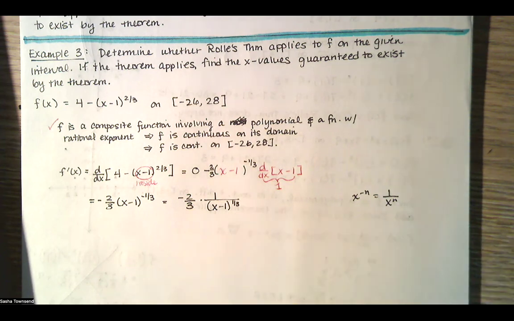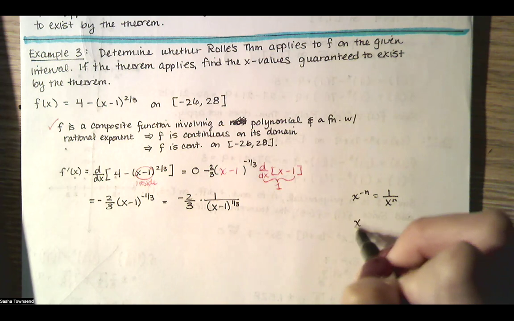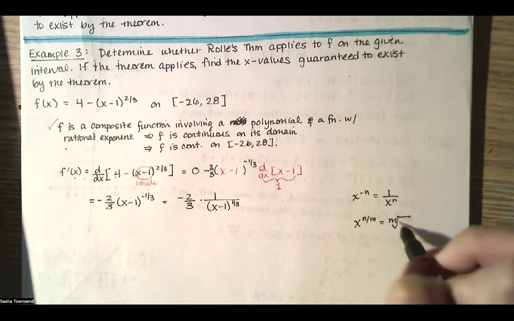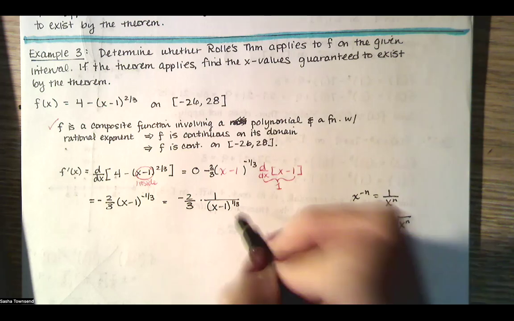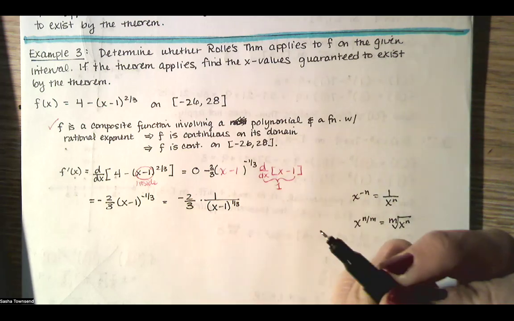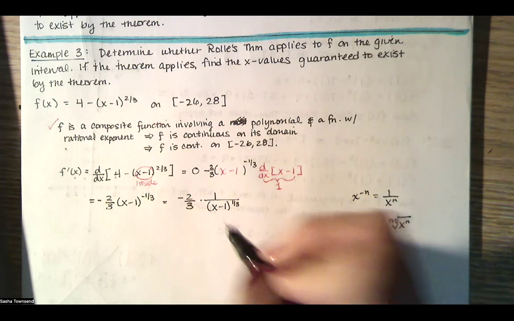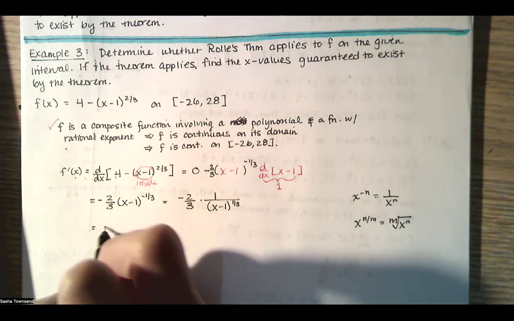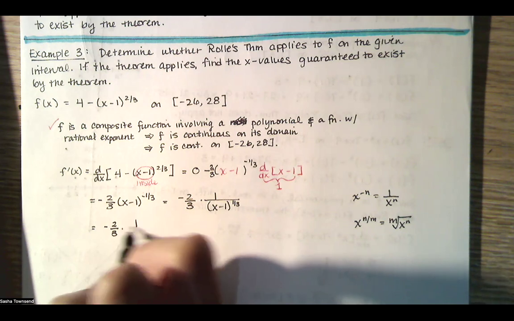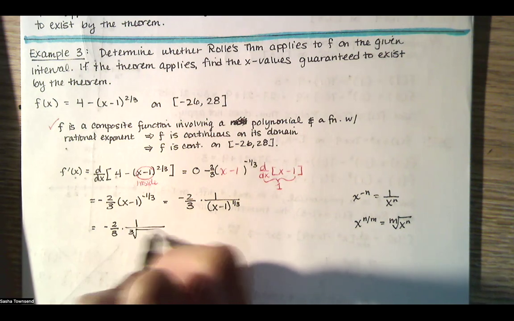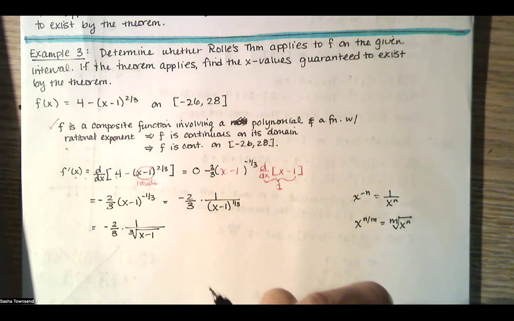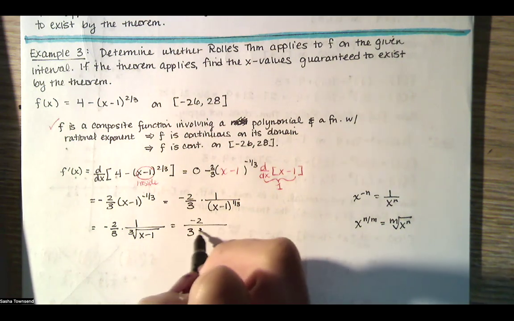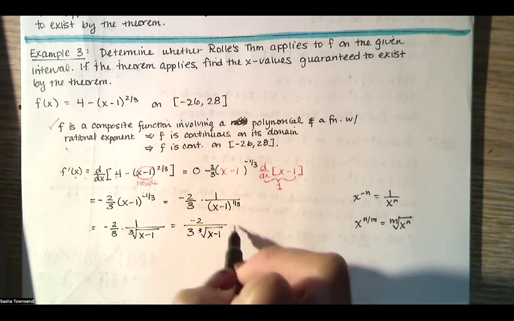And if we wanted to, we could write that with radicals. x to the n divided by m is the mth root of x to the n. So this 3 in the denominator means we're taking the third root of x minus 1 to the first, or just x minus 1. So that's -2/3 times 1 divided by the third root of x minus 1. And if we multiply straight across, we've got a -2 in the numerator and a 3 times the third root of x minus 1 in the denominator.